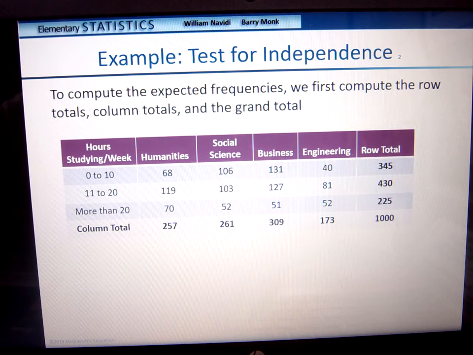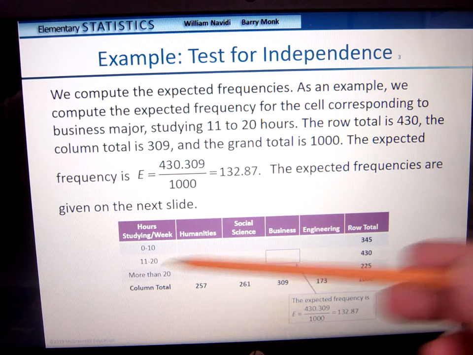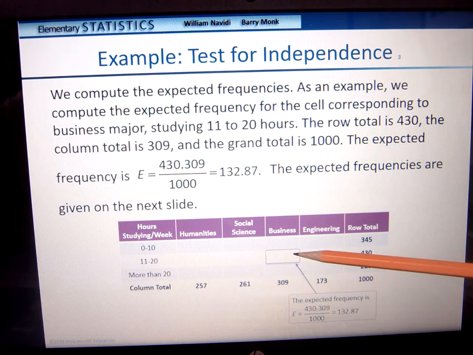Compute the expected frequencies. First we're going to compute the row and column totals. We compute the expected frequencies as an example. Let's look at the expected frequency for the cell corresponding to the business major studying 11 to 20 hours, that would be this cell.